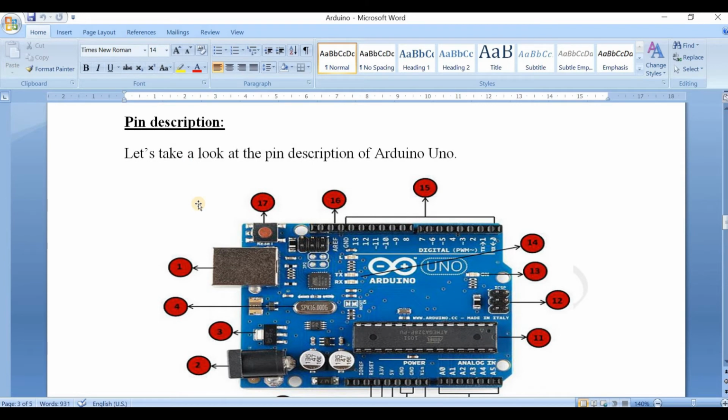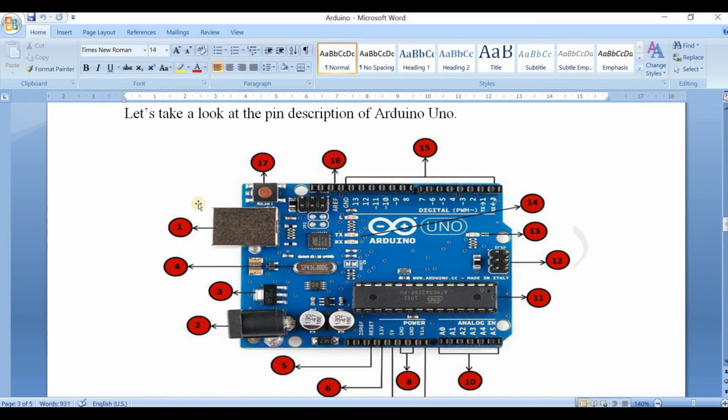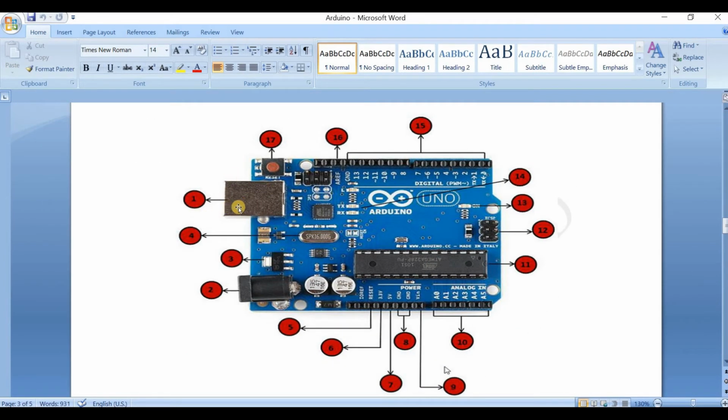Now let's take a look at the pin description of Arduino UNO. The first one is the USB port. This port is used to connect the Arduino board to your computer and program it. This is also a method to power up your Arduino board. Next, this is the power DC barrel jack. This is another method to power up your Arduino board. We will be using the charging adapter, which converts AC to DC, and steps down the voltage to 12 volts. This 12 volts is given to the Arduino board by the charging adapter through this barrel jack.